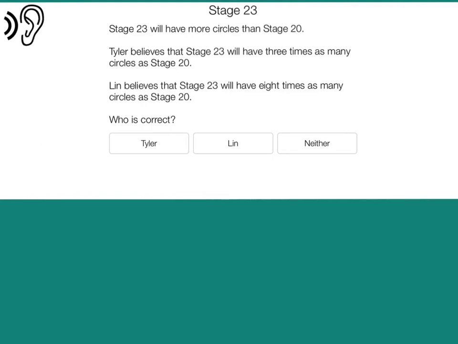And that example is from your assignment yesterday. Again, we're still listening at this point, nothing to write down. Your assignment here, or the question was, who's correct? Is it Tyler or is it Lynn? Lynn said that in stage 23, there's going to be 8 times as many circles as stage 20.